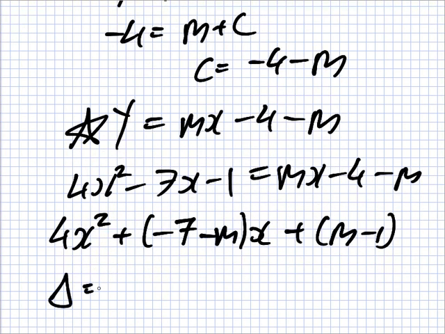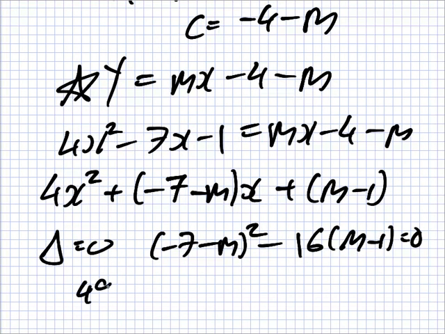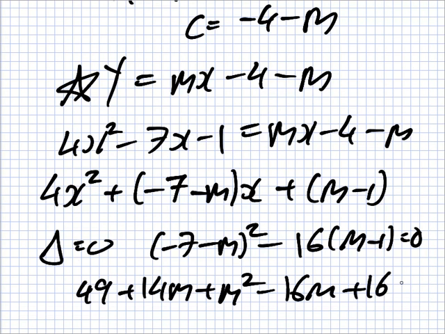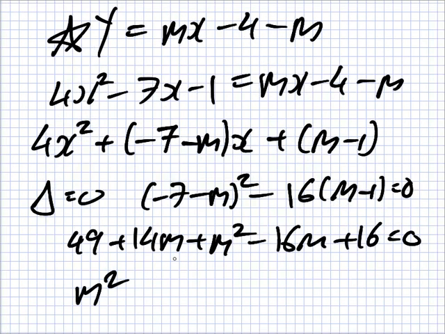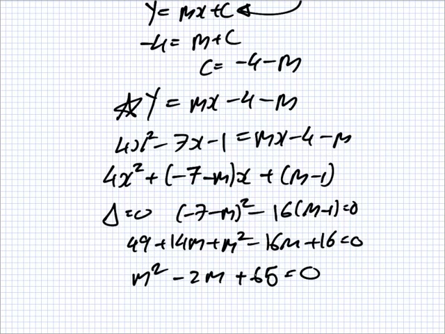Discriminant should be 0. So that means minus 7 minus m squared minus 4ac should equal 0. So that means 49 plus 14m plus m squared minus 16m plus 16 should equal 0. So that means m squared minus 2m plus 65, is it? Equals 0. So I get two answers for m. Oh no, I've done something wrong here because I'm doing it too quickly. There is no minus 16 and plus 16.